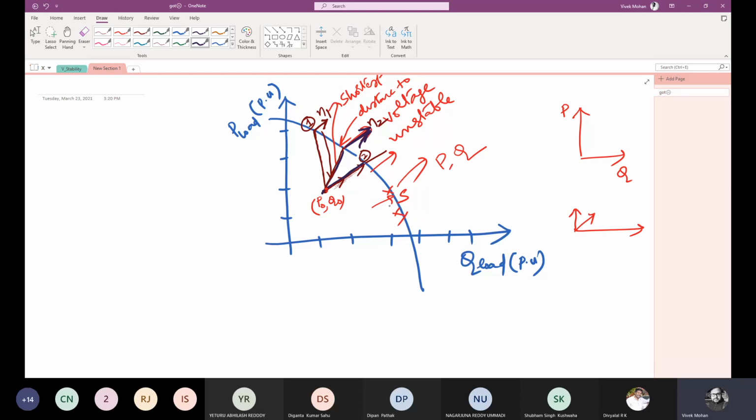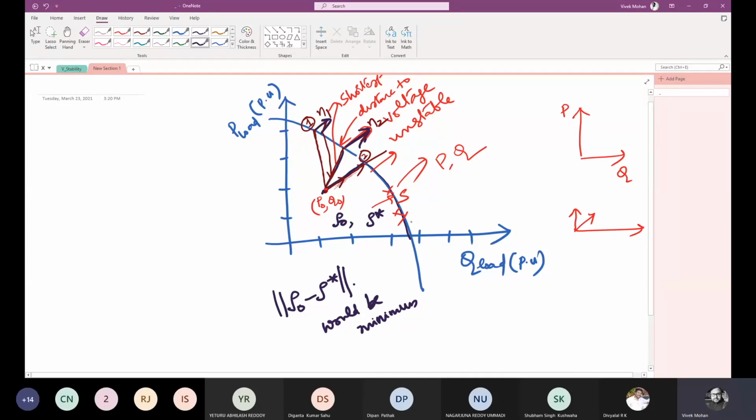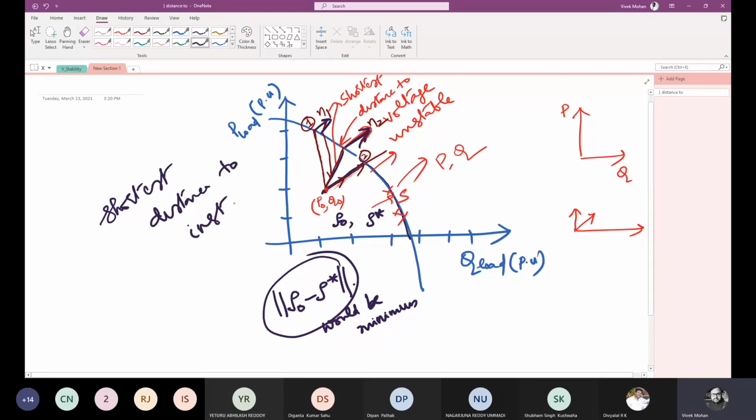So we represent the initial operating condition by some vector rho naught and the final operating condition by rho star on this surface S. So we will get this, the norm of rho naught minus rho star would be minimum. Each time you stretch the load, you get some rho star. Rho naught is the same. You will again come back and stretch the load in the direction parallel to the normal which you have drawn before. Like that you will proceed, and finally you will get the minimum norm of rho naught minus rho star. So this is how we find the shortest distance to instability.